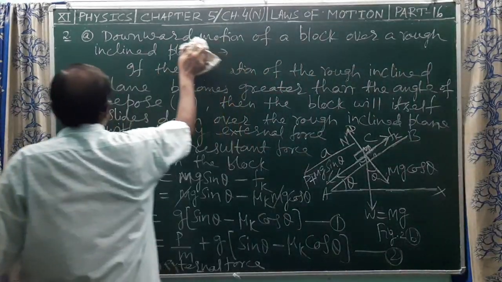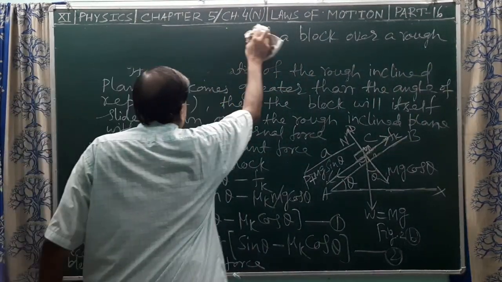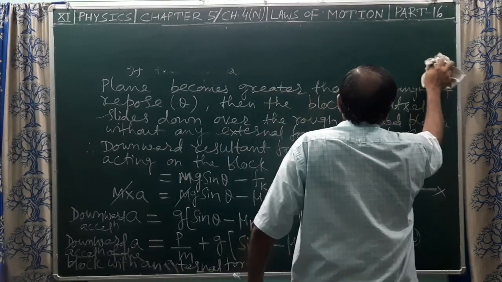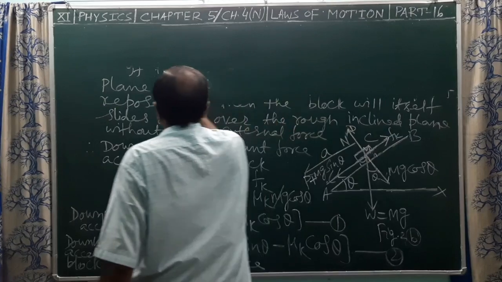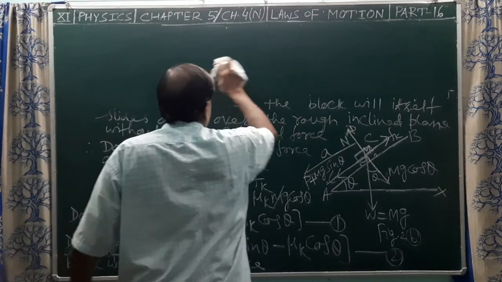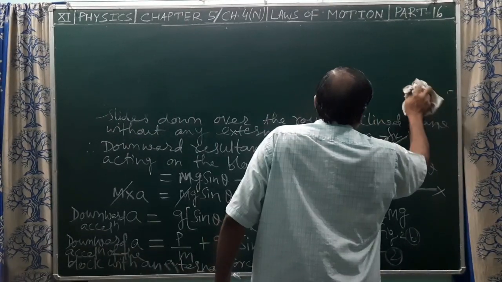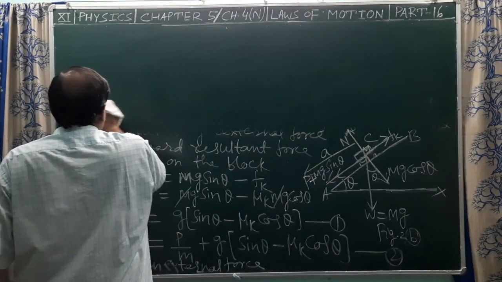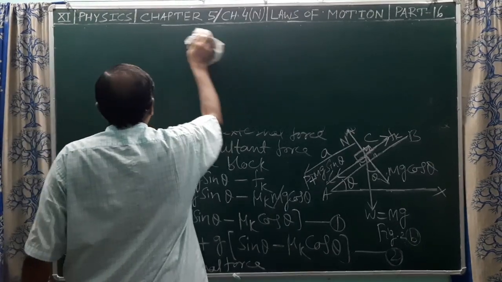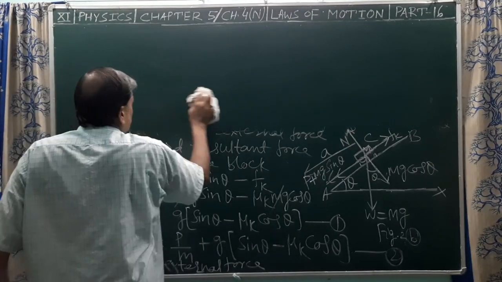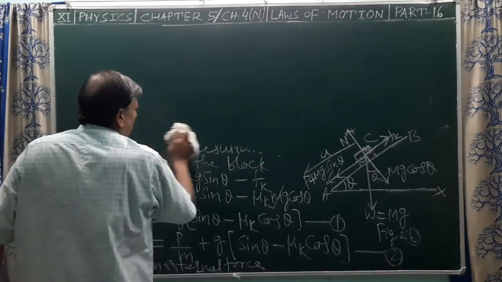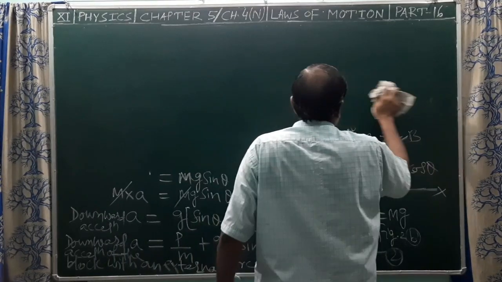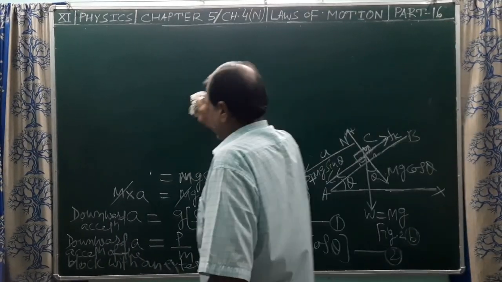And that problem is: a block slides down over a rough inclined surface of inclination 30 degree with the horizontal. It slides down over the rough inclined plane from rest, and it covers 8 meter distance in first 2 seconds. Calculate the coefficient of kinetic friction between the surfaces. This is the problem.